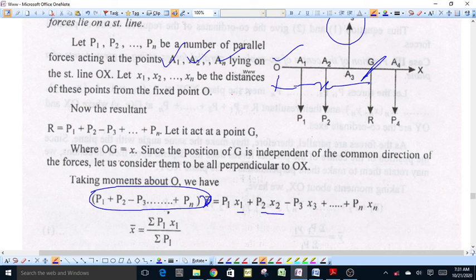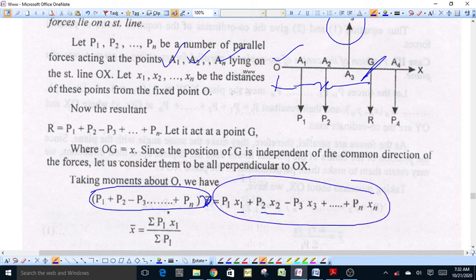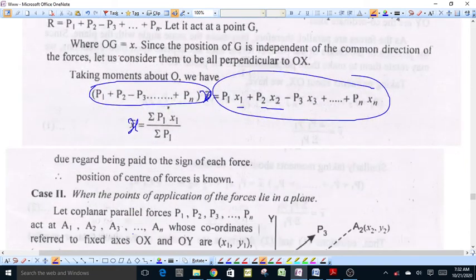This is the algebraic sum of moments of all the individual forces about the point O, and on the left hand side is the moment of the resultant of all these forces P1, P2, P3, Pn. From this equation, x comes out to be summation Pi xi upon summation Pi.